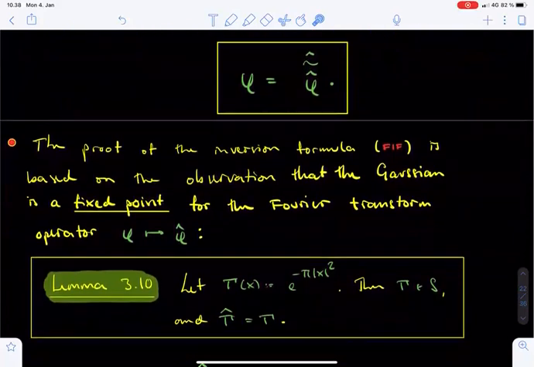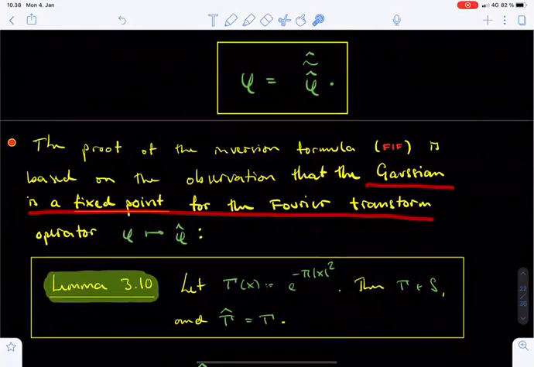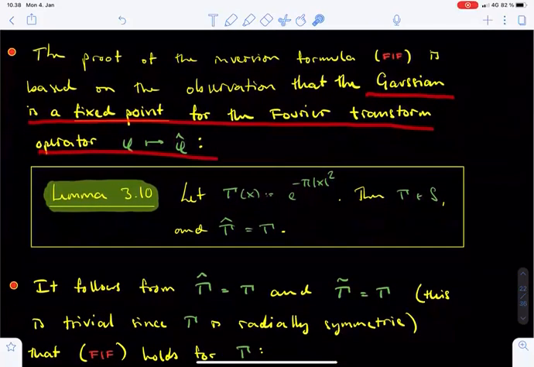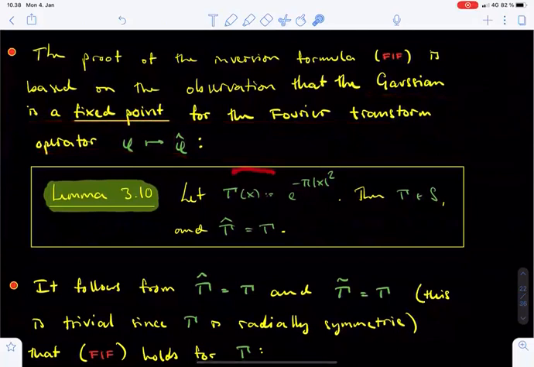The proof of the Fourier inversion formula is essentially based on the observation that the Gaussian function is a fixed point for the Fourier transform. This is the content of lemma 3.10. Recall that the Gaussian function was defined as gamma of x equals e to the power minus pi times the norm of x squared. We already observed earlier on the lectures that the Gaussian function is a Schwarz function, and now lemma 3.10 claims that the Fourier transform of the Gaussian is again the Gaussian.